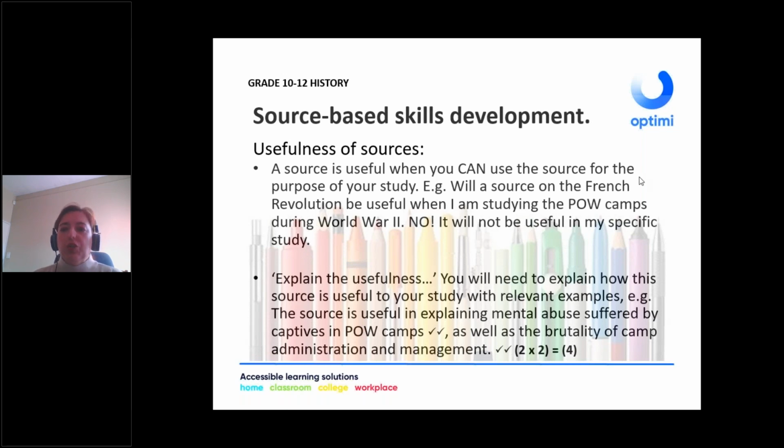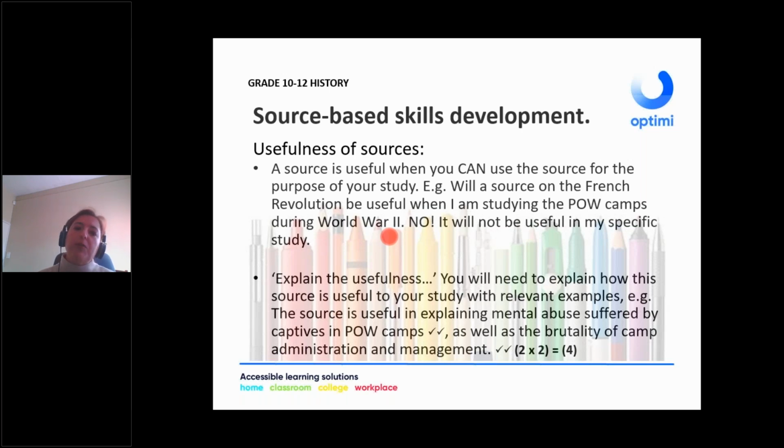Now, what is usefulness? How do we determine usefulness of a source? A source is useful when you can use the source for the purpose of your study. So say, for example, you are studying the prisoner of war camps during World War II, but the book that you have in front of you is about the French Revolution. So is that source going to be useful to your study? Obviously not, because you don't want to know about the French Revolution. You are currently studying the POW camps of World War II. So no, the source will definitely not be useful.